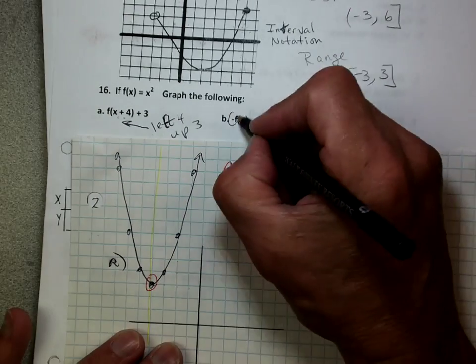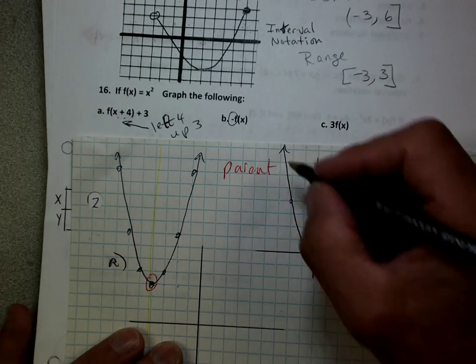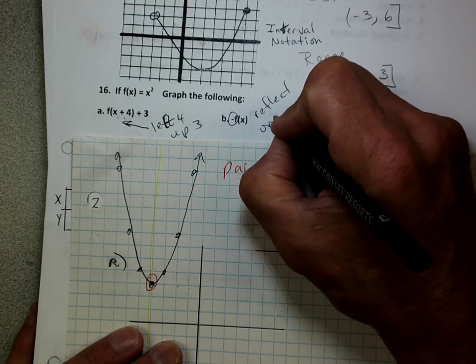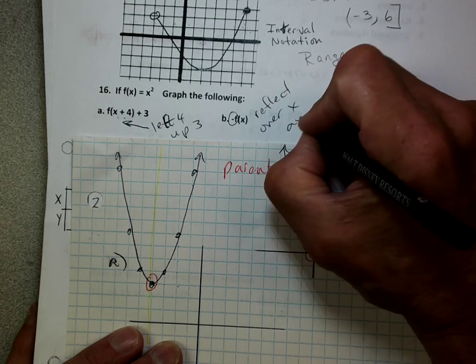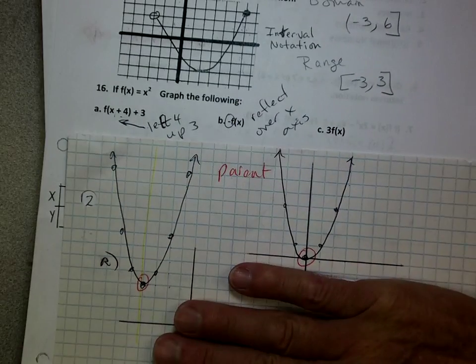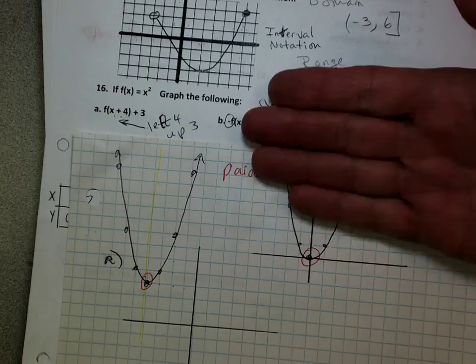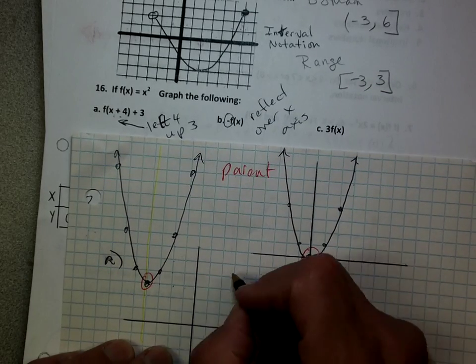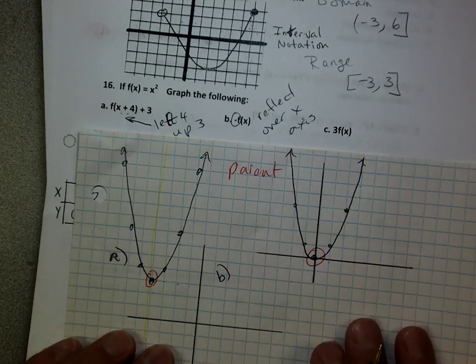So B with this negative, I'm just going to reflect over the x-axis, all right? So I'm going to take my parent function and fold it down. I'm just going to flip it over, so it's going to be upside down, right? So B is going to look like this.